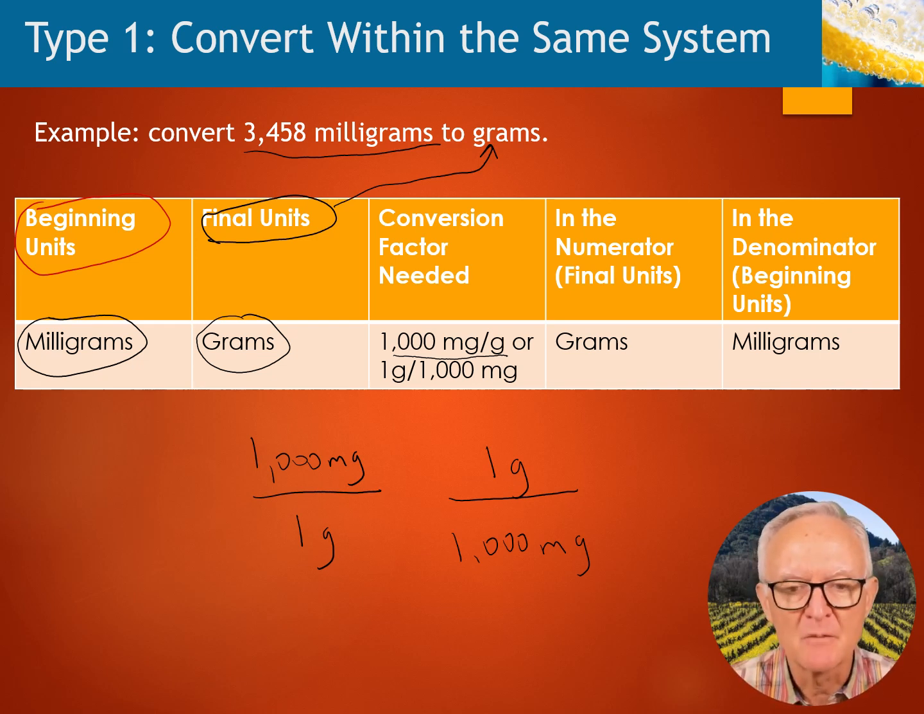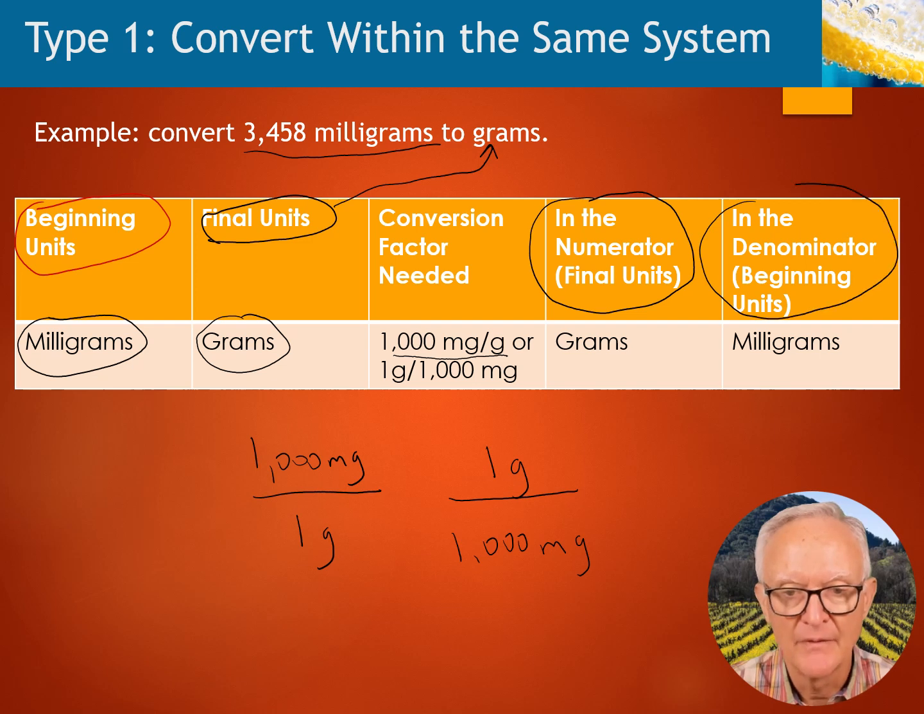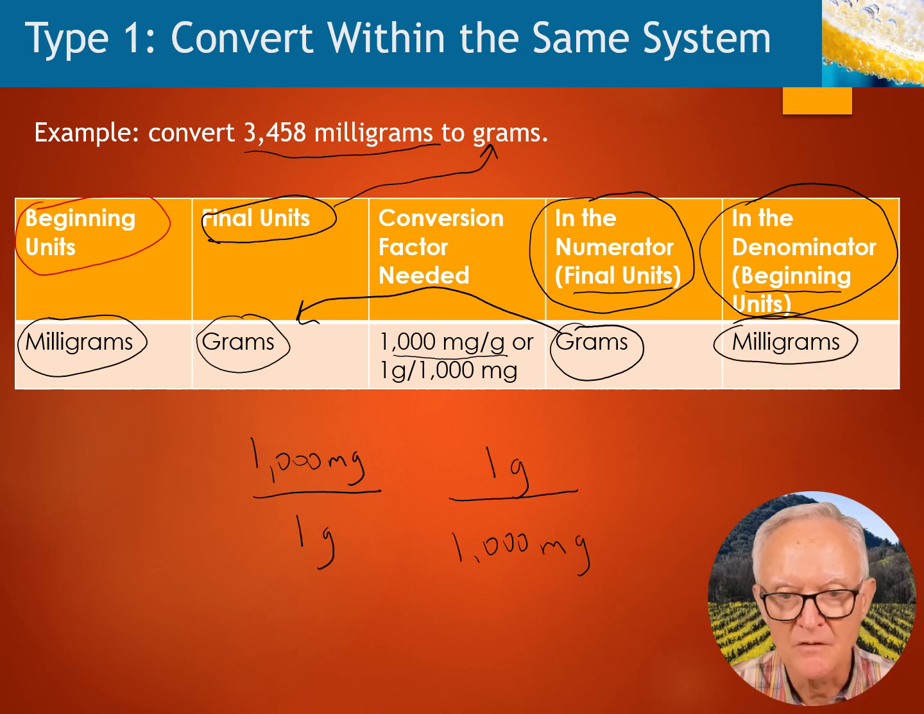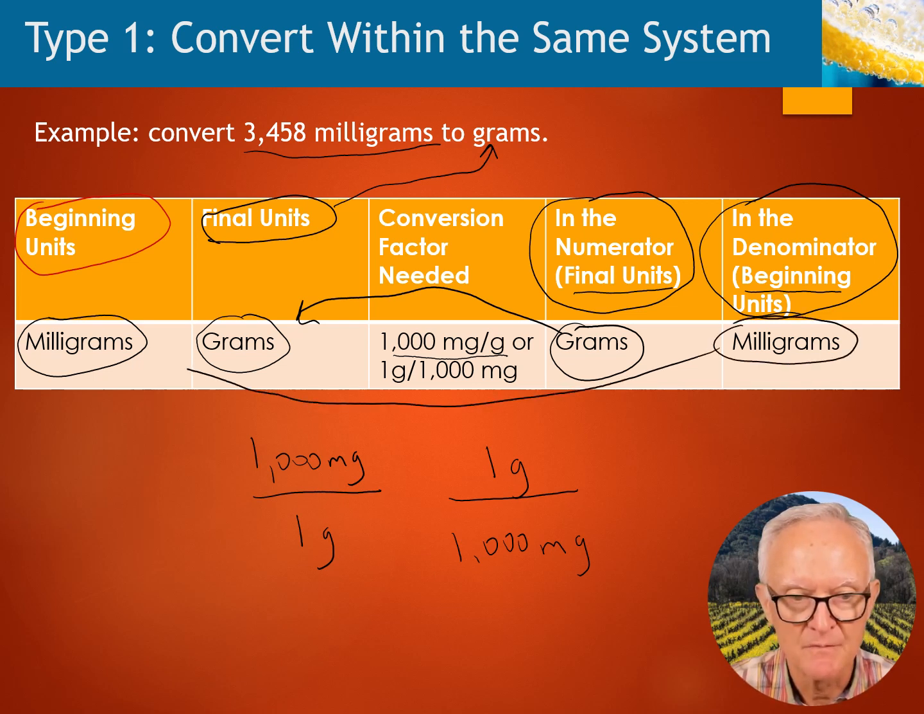So the last two columns I added here specify what we need in the numerator and what we need in the denominator. In the numerator, we need the final units. In the denominator, we need the beginning units. So the final units are grams, right? We took that from column 2. And the beginning units we took from column 1, milligrams. Why those things in the numerator and the denominator? Well, it's just so we can cancel.